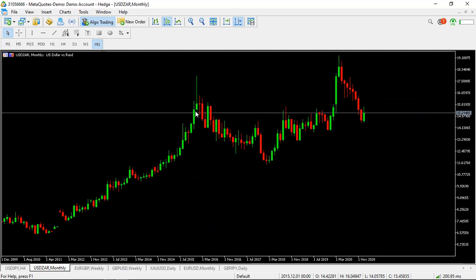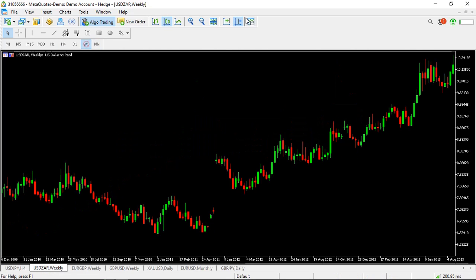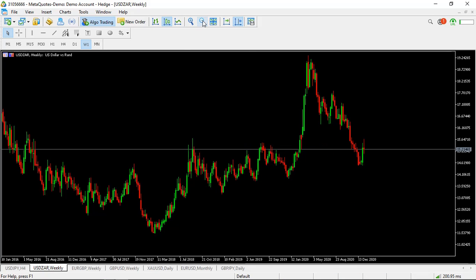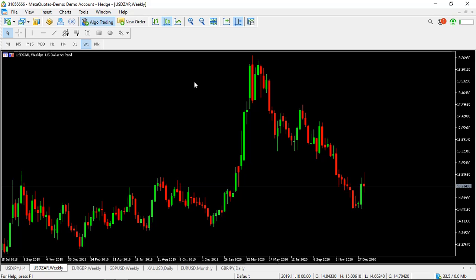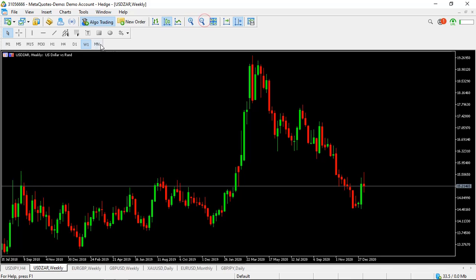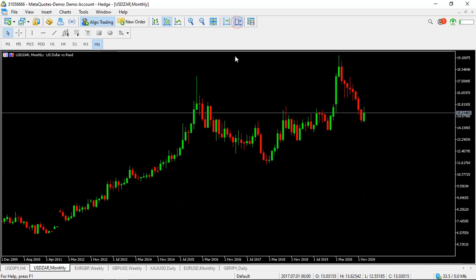Okay, so in front of me, let me go to my weekly. I have USD ZAR. So it's the US dollar compared to ZAR, South African rand. I'm going to be a bit faster now. You can see the area yourself. Okay, let me go to my monthly. Pardon. You can see the area yourself. Okay, so voila, this was my highest high.